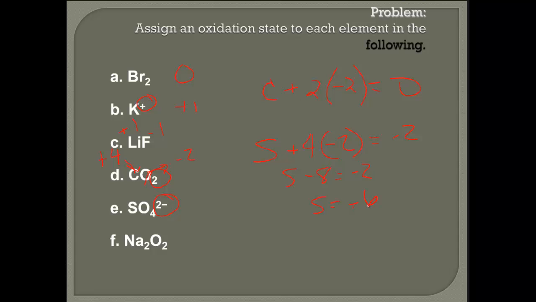And finally, sodium peroxide. This is the peroxide. O2 is peroxide. So 2 times plus 1 plus 2 times negative 1 is going to equal 0. So oxygen is a minus 1 and sodium is a plus 1.